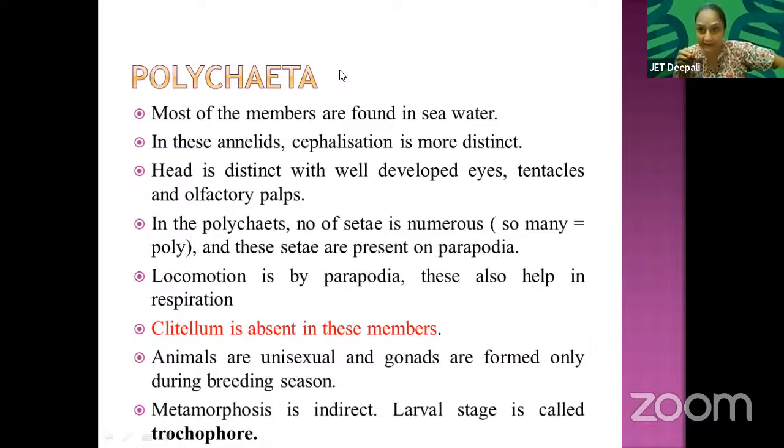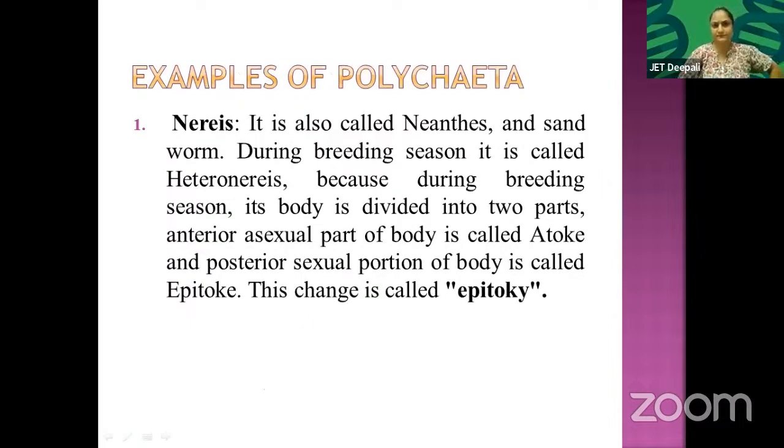Metamorphosis is indirect. The larval stage is called trochophore larva. So remember, the larva of polychaetes is trochophore larva. Now, what are the examples of polychaetes? The first example is Nereis. It's very important to study Nereis.